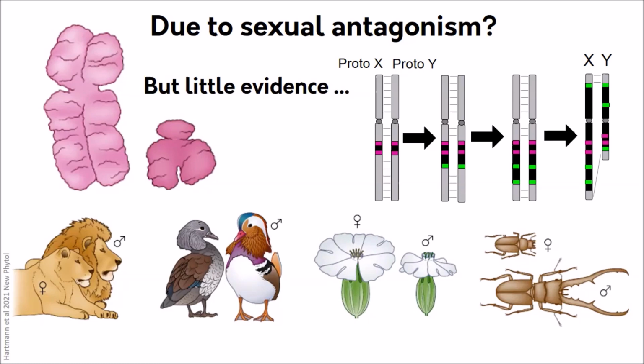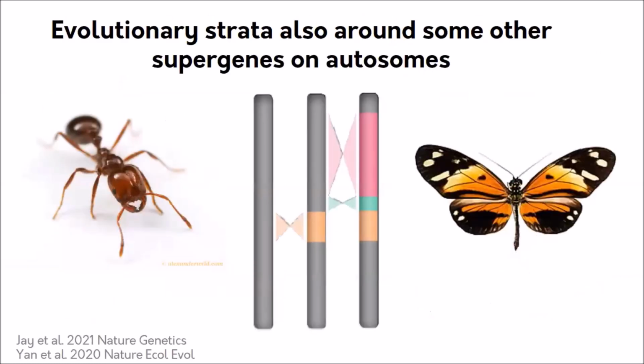In particular, most of the sexually antagonistic genes actually are on autosomes, and they are hormonally regulated. And actually, we also found evolutionary strata around other regions with our combination. So on the supergenes that control the color of the butterfly wings, for instance, or the social structure in ants. So you have a first recombination suppression in a small region, and that extends with time progressively.